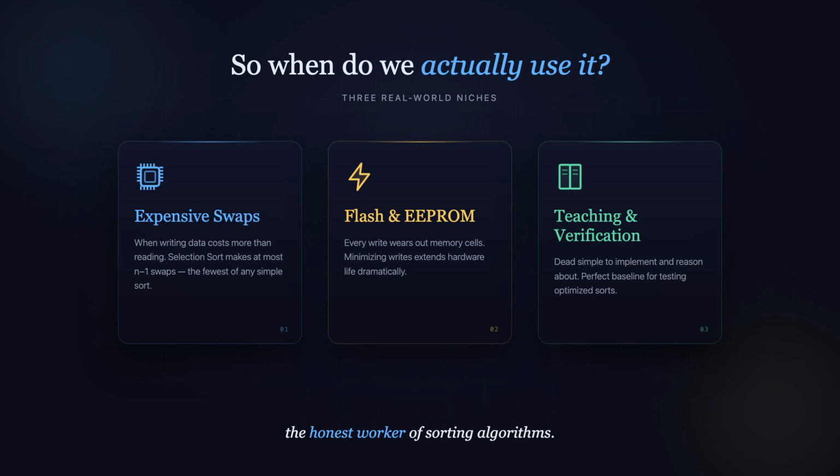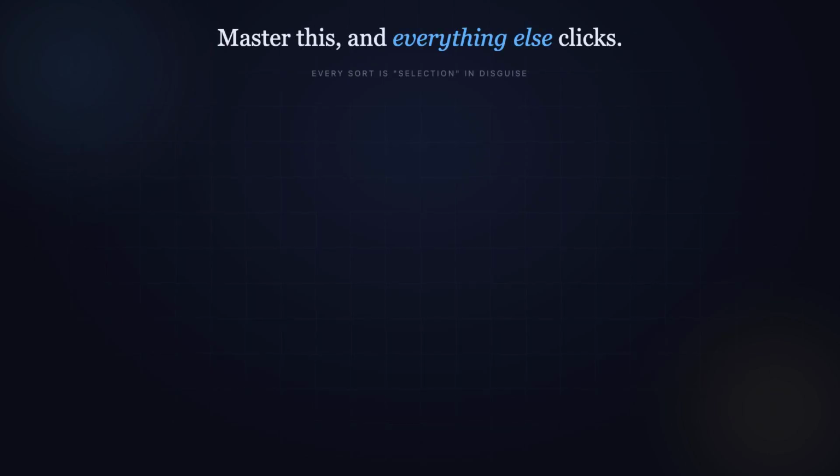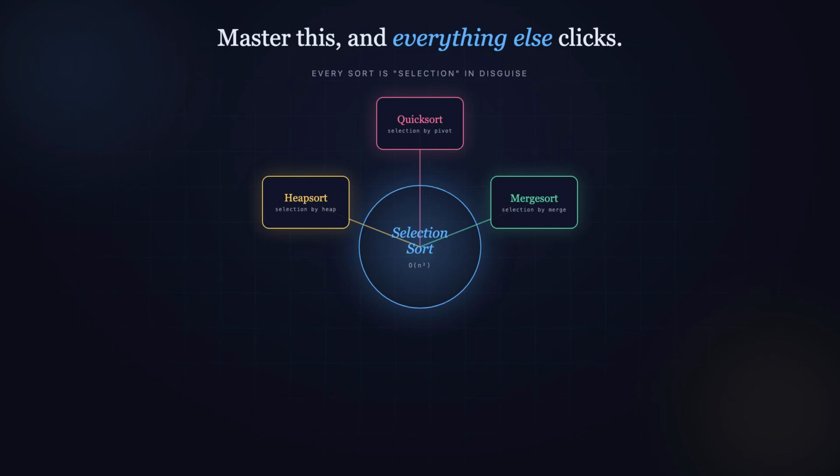It's the honest worker of sorting algorithms. Selection sort isn't fast, it isn't fancy, but it's the foundation. Master it, and every advanced sort, heap sort, quick sort, merge sort, starts to feel intuitive.